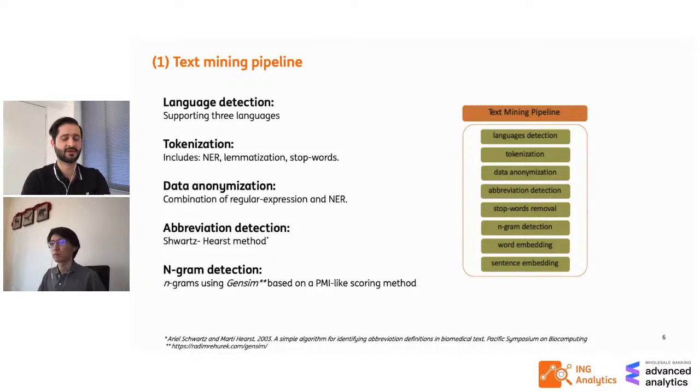We don't want to have two tokens like New and York. So that's why we do n-gram detection. For instance, you can think of financial market. We're going to count financial market as one unit, not two separated tokens.